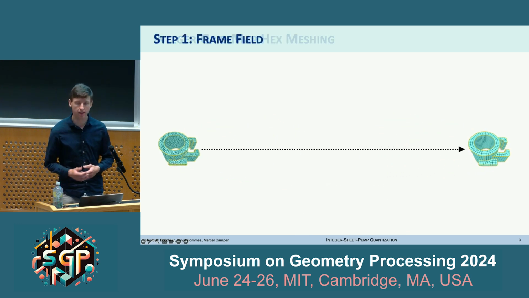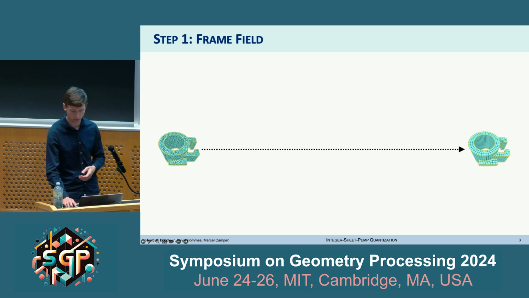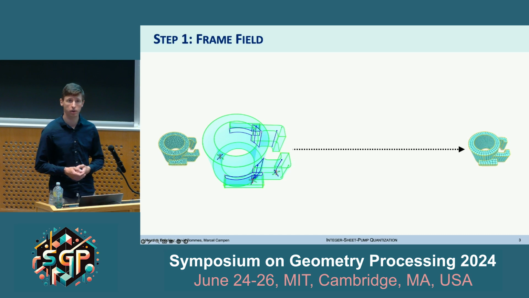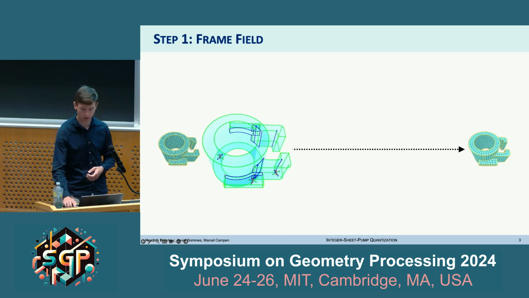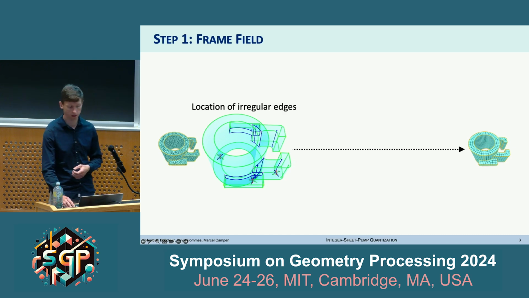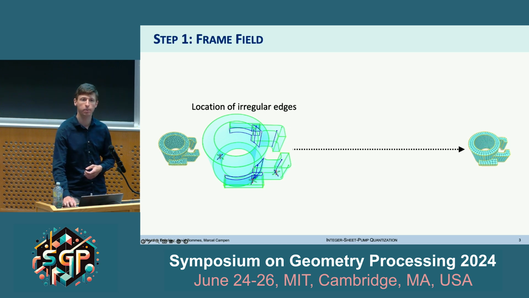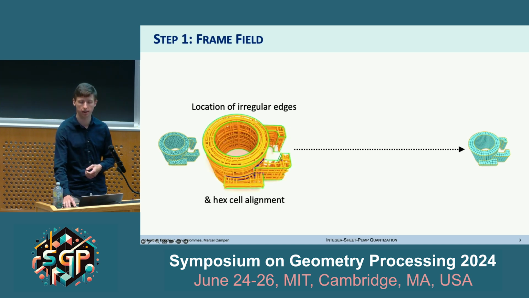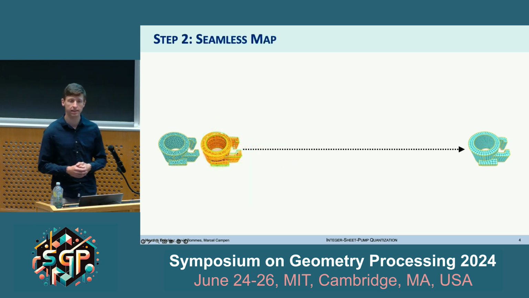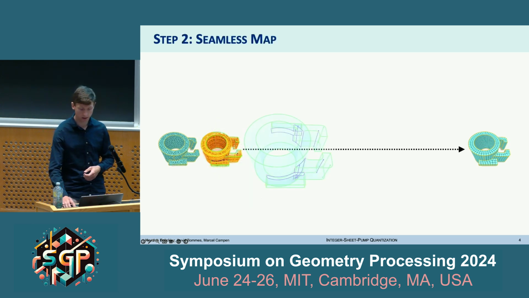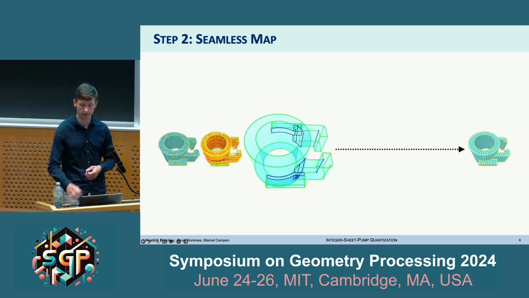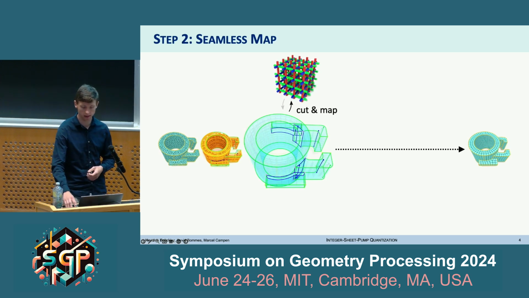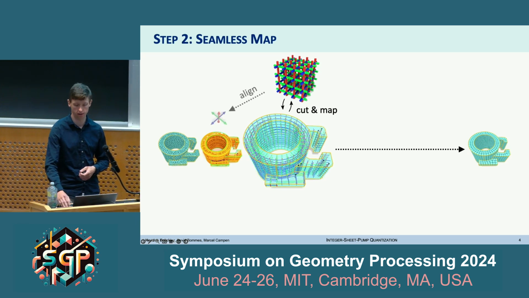The first step is the definition of a smooth frame field over the volume. The frame field determines the location and types of singularities, and these will become irregular edges of the later hex mesh. Additionally, it prescribes alignment of cells, so hexahedra will be aligned later with the frame field streamlines. In the next step, the domain is cut, driven by topology and singularities, and then mapped onto a grid. The grid pre-image then fills the domain and is aligned with the frame field.